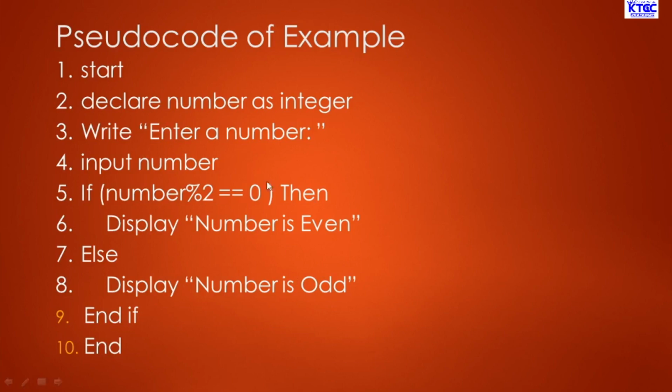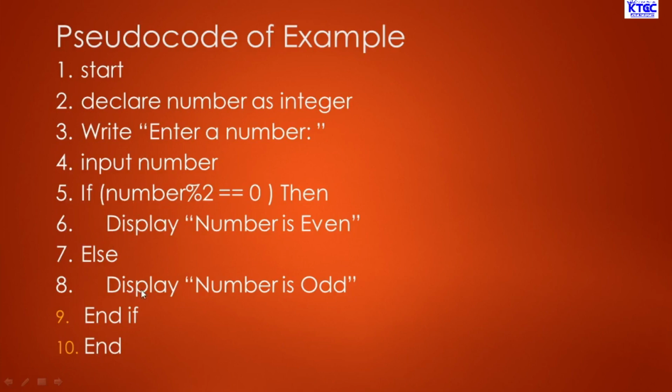If number modulus 2 equals 0, meaning if we keep subtracting 2 from the number you put here until we get to 0, then display and tell the user that the number is even. So if this test condition is met, this block is executed, and then this one is skipped, and the program ends. But if this test condition is not met, it means this condition is what?